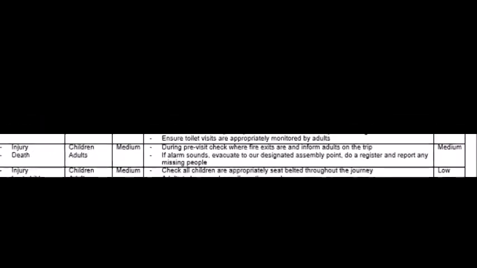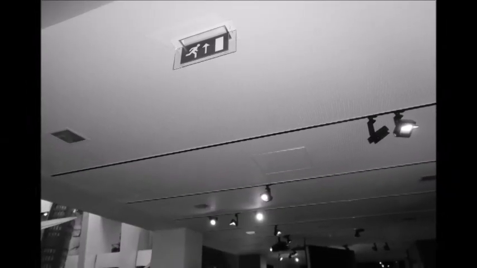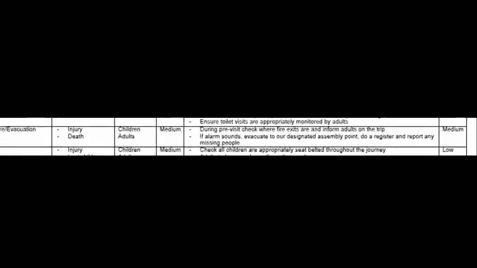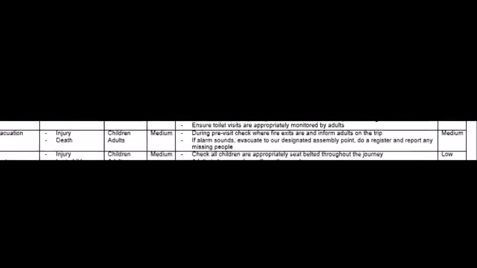Another hazard we must consider is the possibility of a fire or evacuation. Adults must be made aware of all fire exits and our chosen assembly points. It is also essential to carry out a register and report anyone missing to a member of staff. In the unlikely possibility of an extreme evacuation, we will follow the museum's protocol.